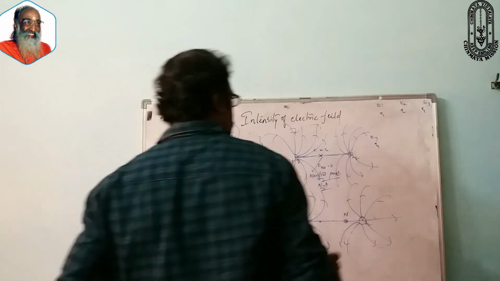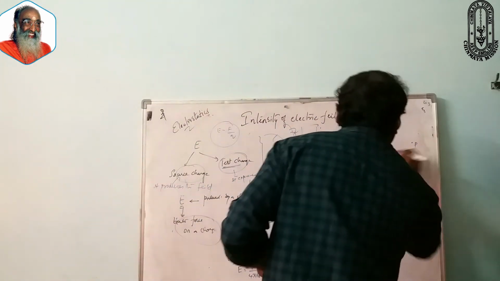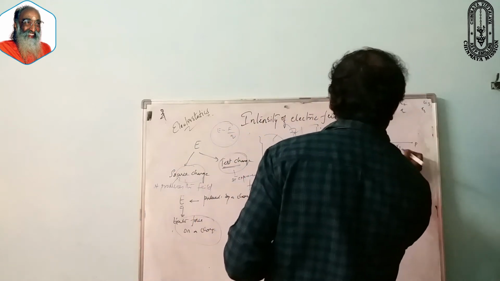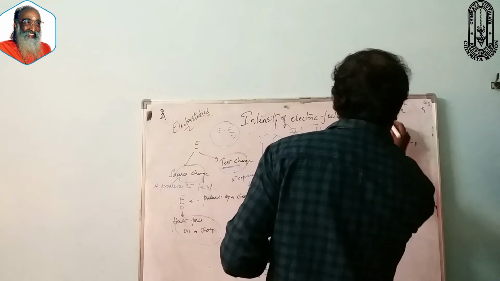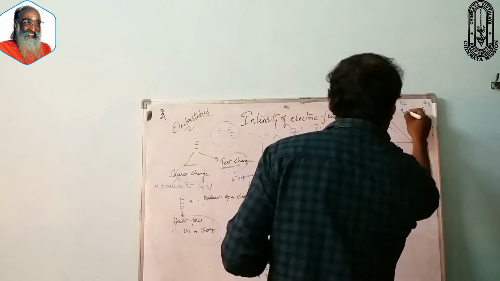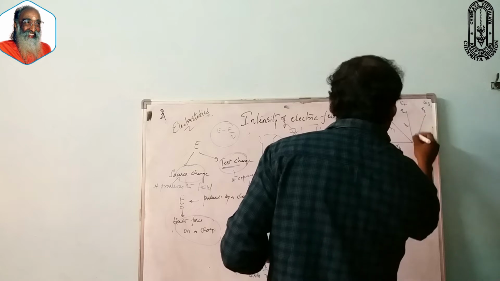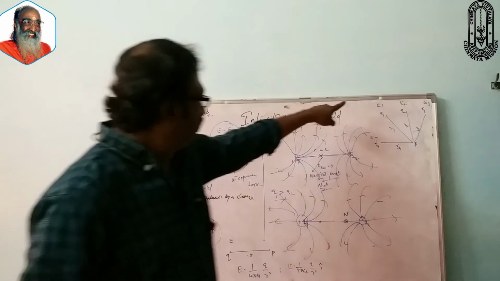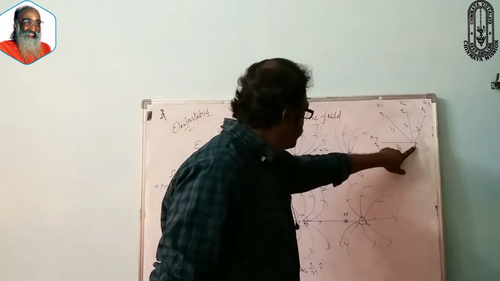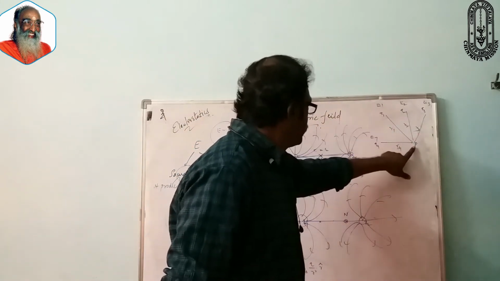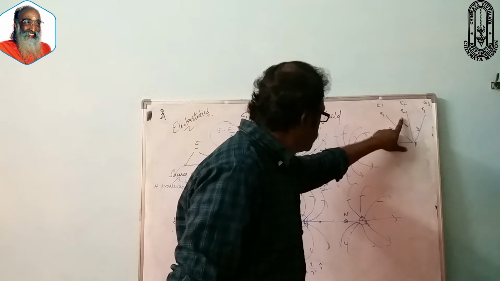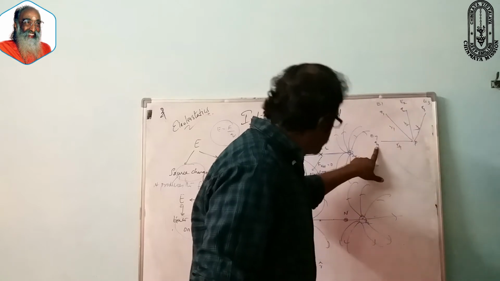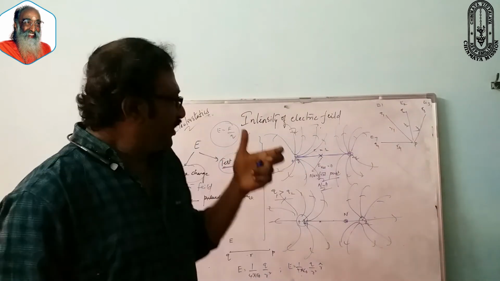Now I am going to select a point P at distances R1, R2, R3 and R4 from the charges. On P, the intensity of electric field due to Q1 is E1, due to Q2 is E2, due to Q3 is E3, and due to Q4 is E4. That means individually we can calculate like this.